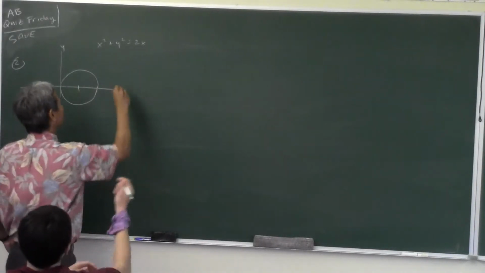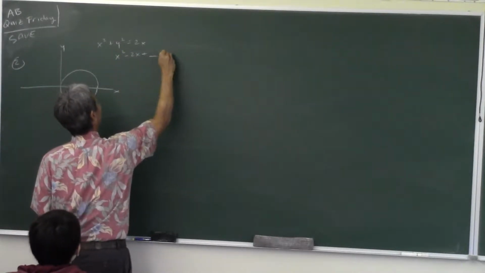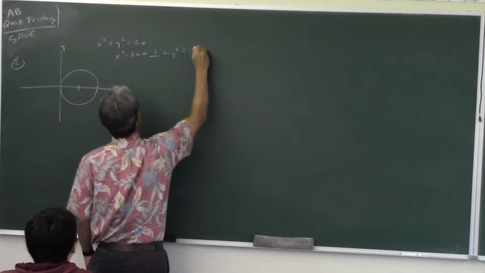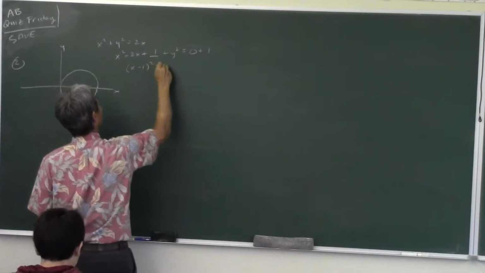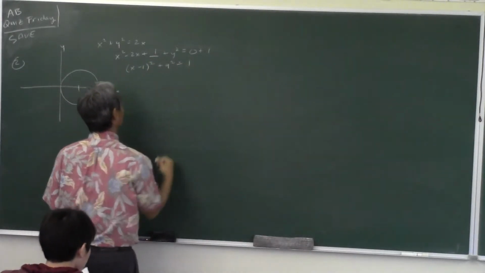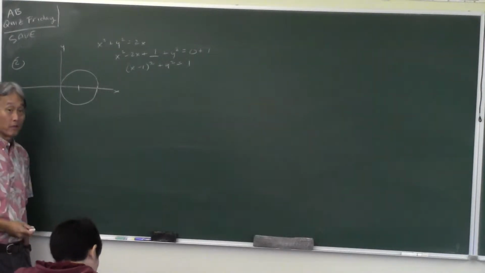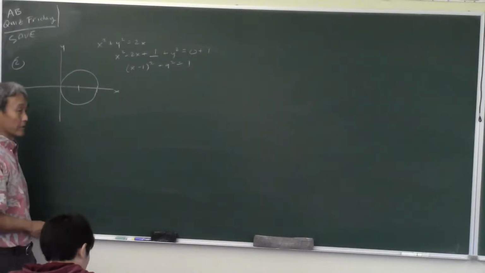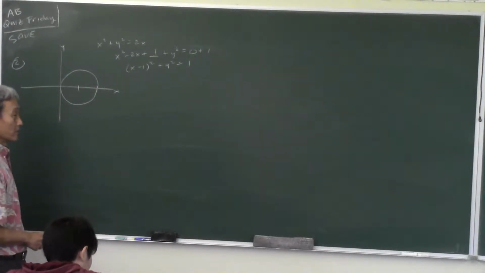Okay, let's complete the square. x squared minus 2x plus blank plus y squared equals 0. Add 1 to both sides. So that's (x minus 1) squared plus y squared equals 1. The center is at (1, 0), and the radius is 1. By the way, what's the polar equation? Because we're doing this in cylindrical. What is the polar equation of the circle?